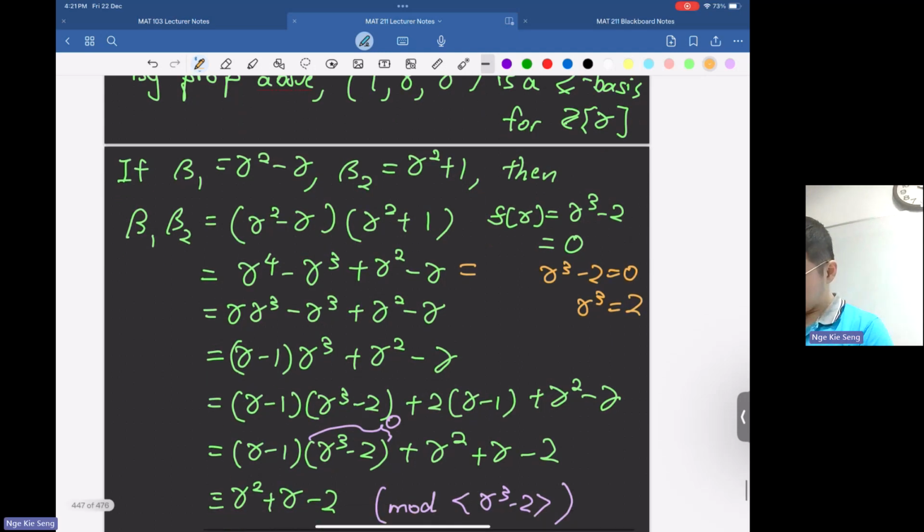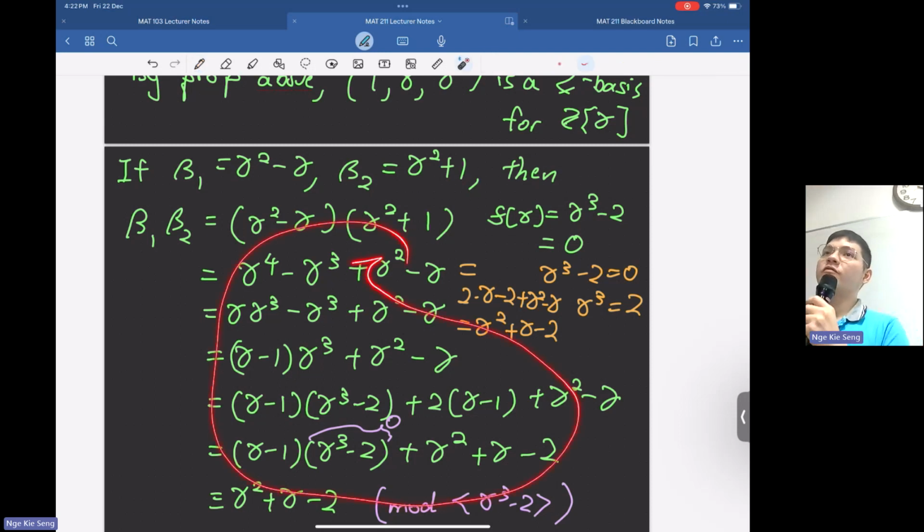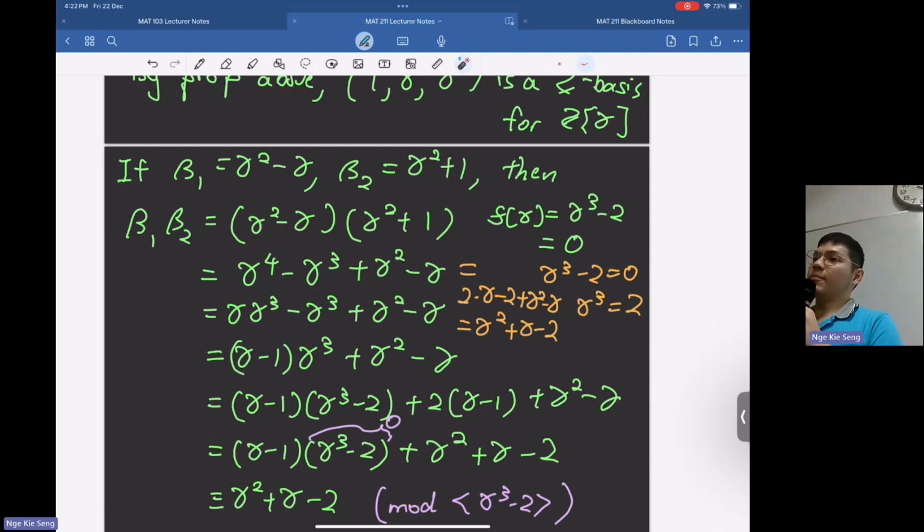So let's try it first. So this is equal to what? 2 times gamma minus 2 plus gamma square minus gamma. This is also equal to gamma square plus gamma minus 2. You can do this substitution. Okay, but why I do the division with remainder method is because this is the general method they use to prove the statement. Yeah, but the result is just substitution, correct?